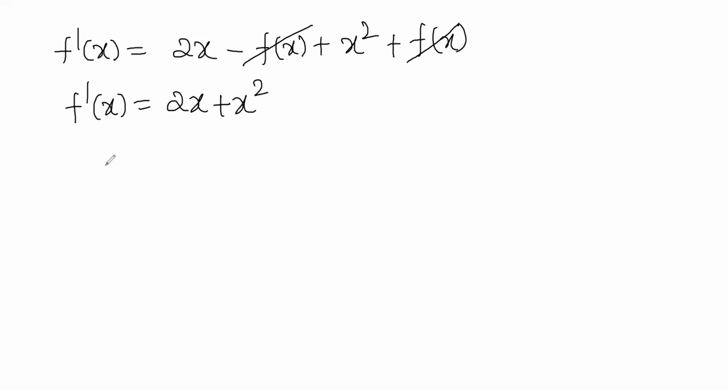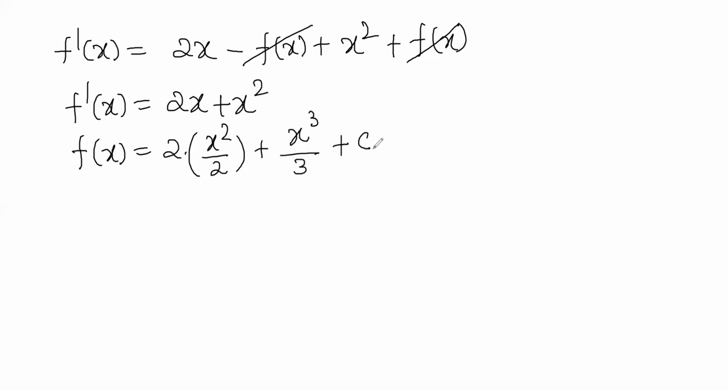So let's see. I'll integrate this. I'll be getting f of x equals 2 times the integration of x, which will be x square upon 2, and the integration of x square will be x power 3 upon 3, plus some constant c. There should be no constant because I do not want a family. I want a complete function of x. So I have to impose one condition. To evaluate this constant, we impose a condition.